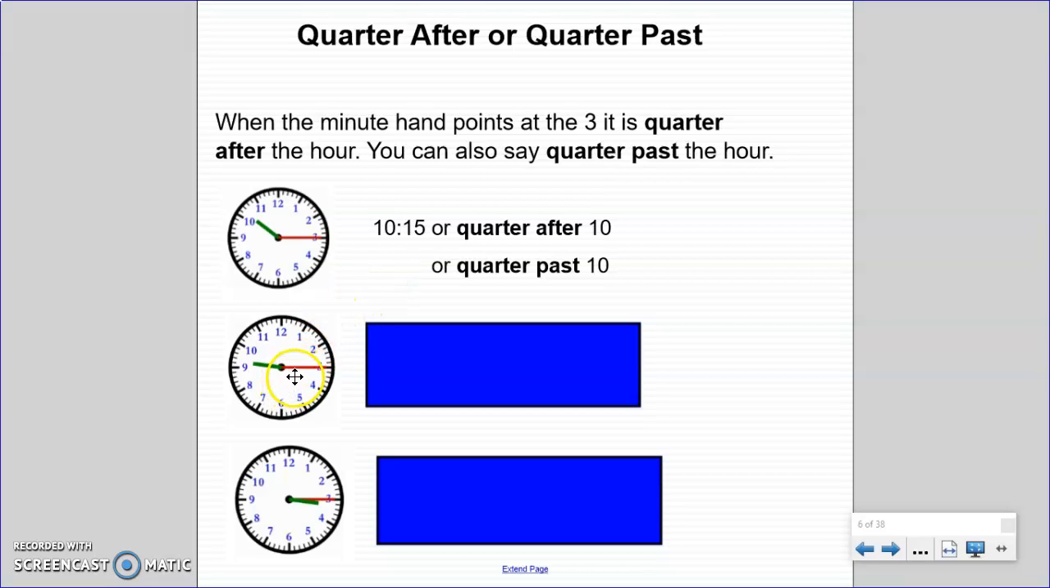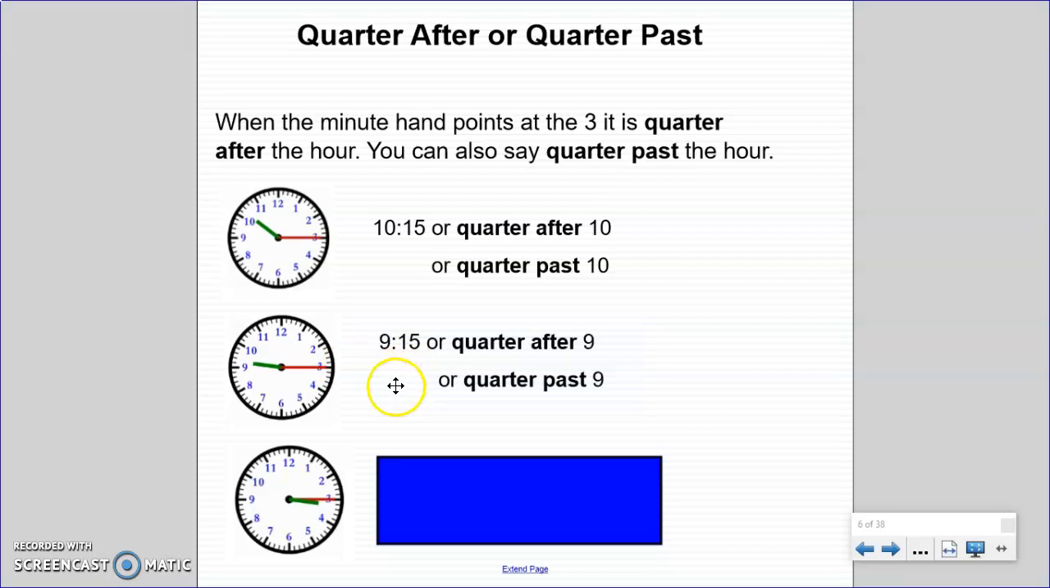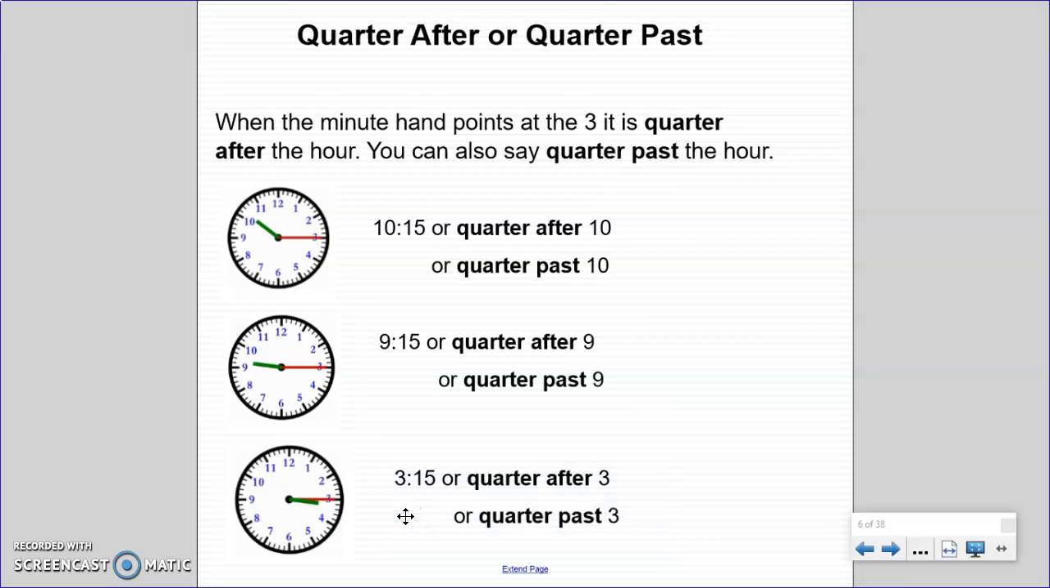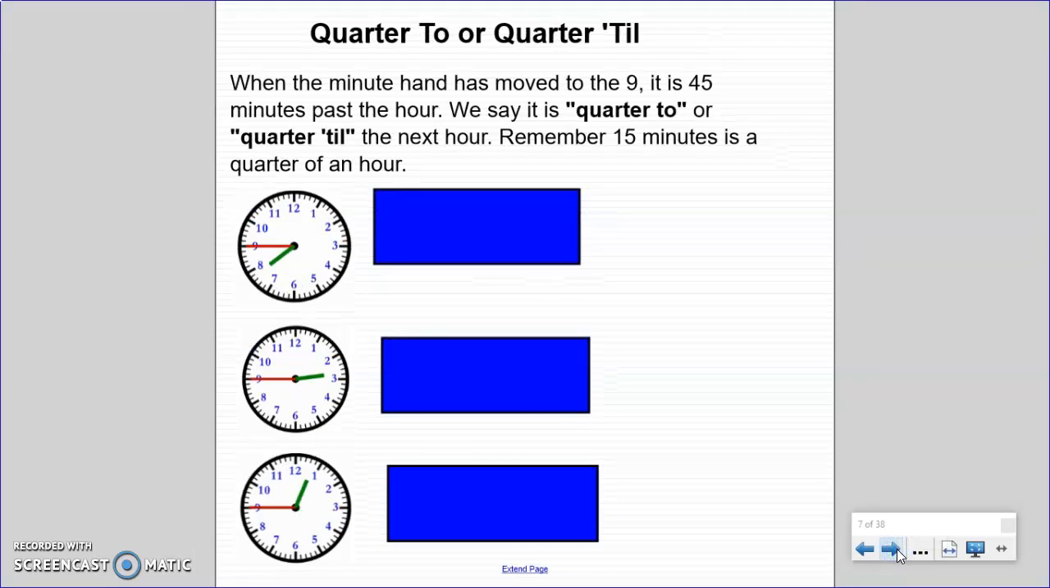Looking at the next clock, again the minute hand is pointing to the 3. The time on this clock is 9:15, or you might hear someone say quarter after 9 or quarter past 9. Looking at the third clock, can you tell the time using the phrase quarter after or quarter past? The time shown on this clock is 3:15, or you could say quarter after 3 or quarter past 3.